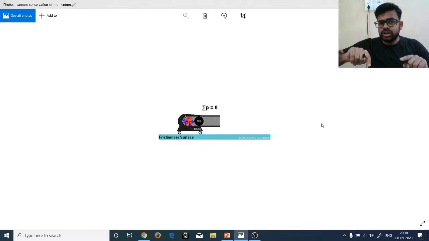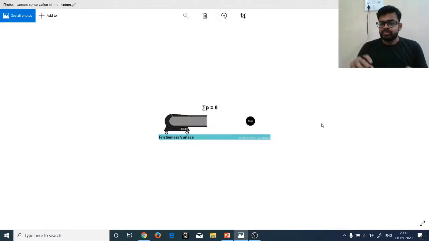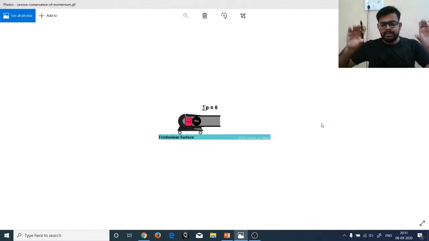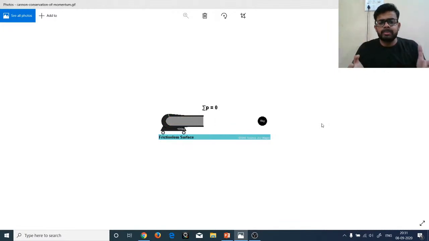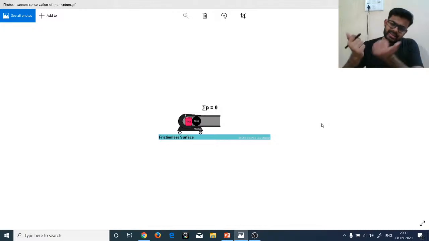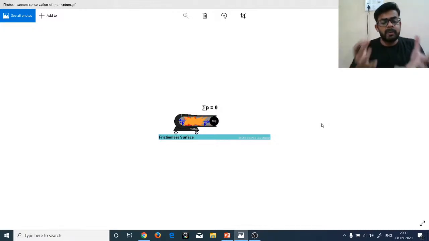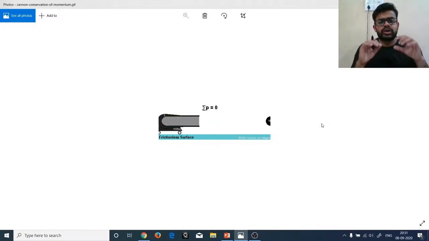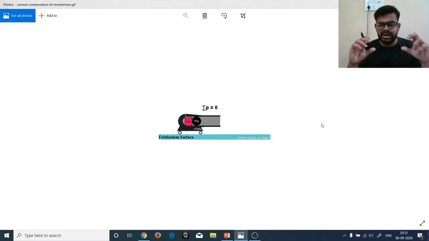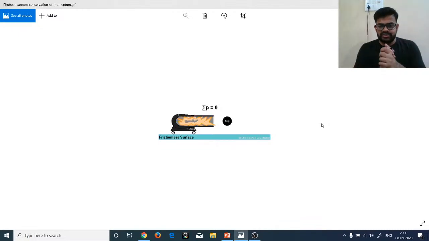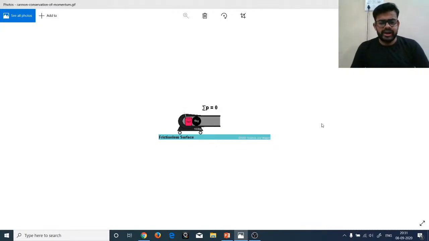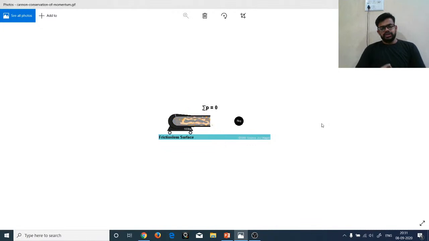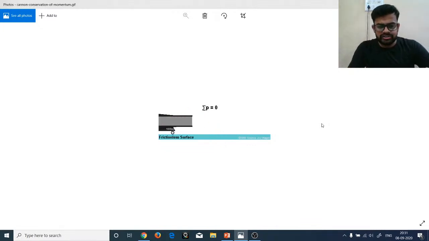Momentum of an individual component may change. Here, initially the cannon and the bomb are both at rest. Just after the blast, the bomb is moving and the cannon is also moving, but both move in such a way that the total momentum of the system remains constant. This concept we are going to talk about today. This is the basic thing I wanted to start with.